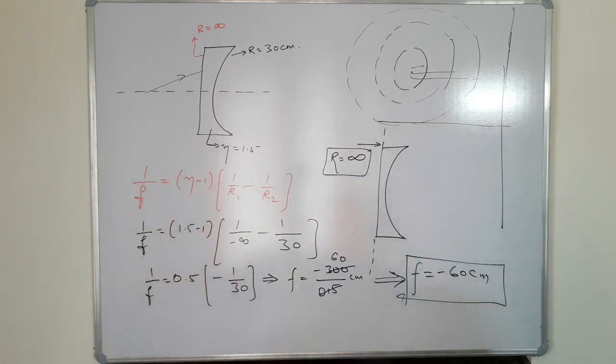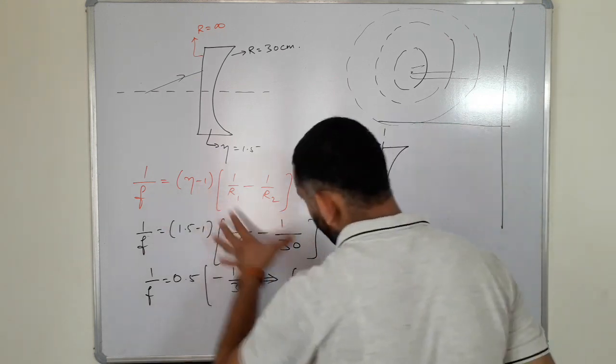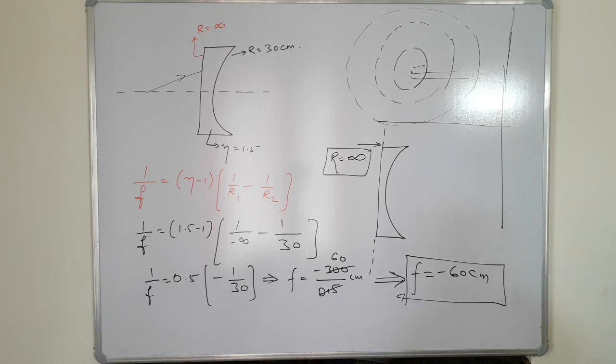So this is the way how we find out the value of focal length. What you must know is that R1, R2, all these things must always be put with sign.